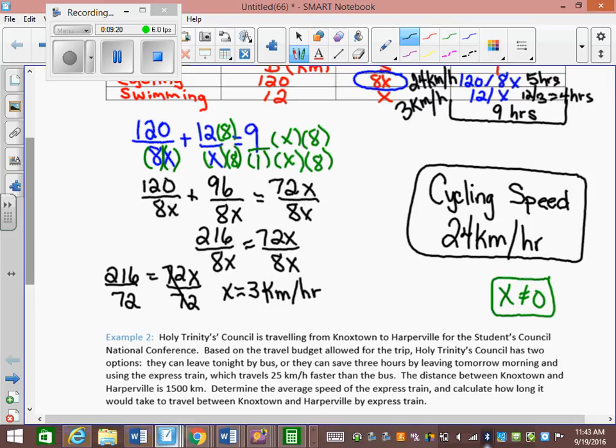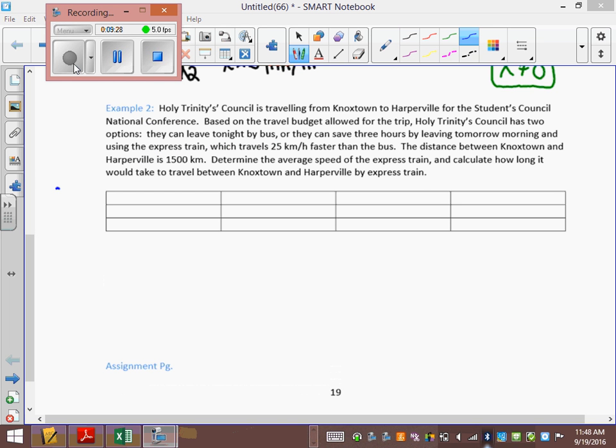Okay? You guys try example 2. Just fill in the chart. The student council is planning a trip, and each of the travel budgets allows for the trip. The council has 2 options. They can leave tonight by bus, or they can save 3 hours by leaving tomorrow morning and using the express train, okay? Which travels 25 kilometers faster than the bus? The express train and bus. So you could say leaving today or tomorrow, it doesn't really matter, as long as it's different, but I'm going to say express train and bus.